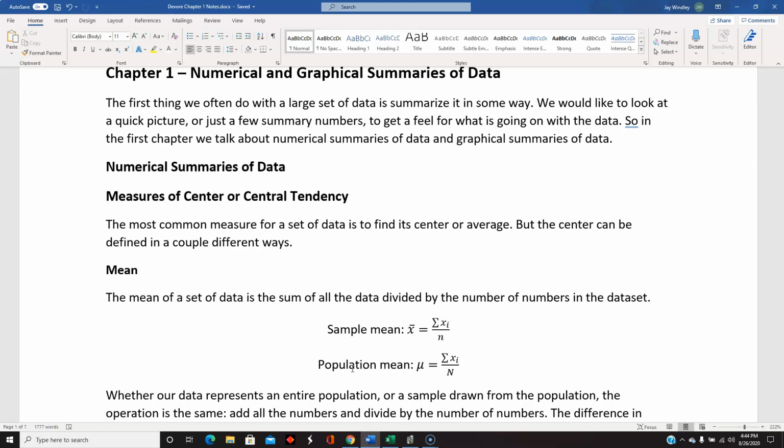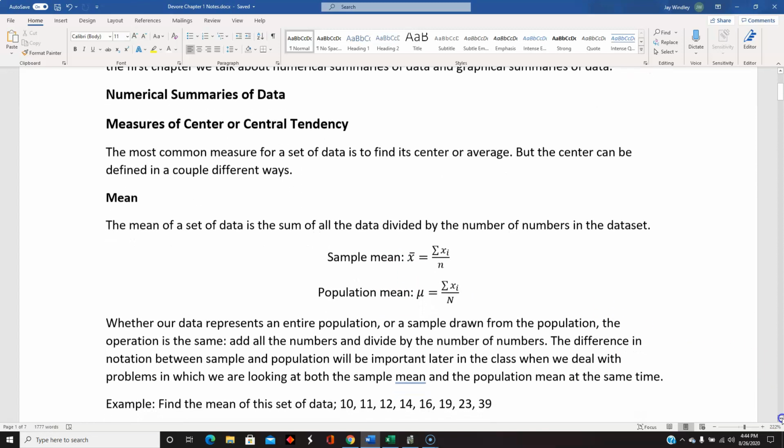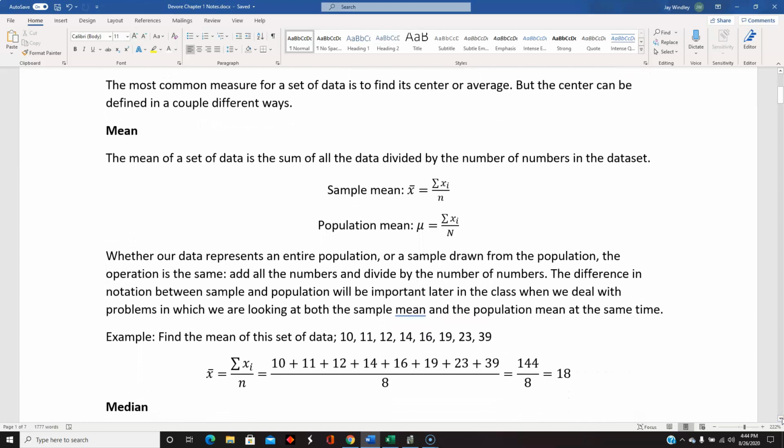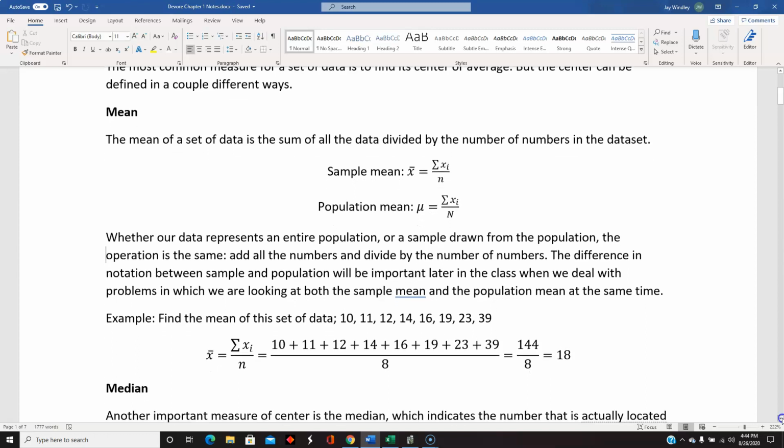Also notice that the formula is the same: add up all the numbers and divide by how many there are. But there's different notation depending on if we're talking about the mean of a sample or the mean of a population. Sample mean is the symbol x bar, and population mean is the symbol mu. That'll be a bigger deal later on in the class when we have instances where we're referring to both the sample mean and the population mean, and we need those two different notations to keep that straight.